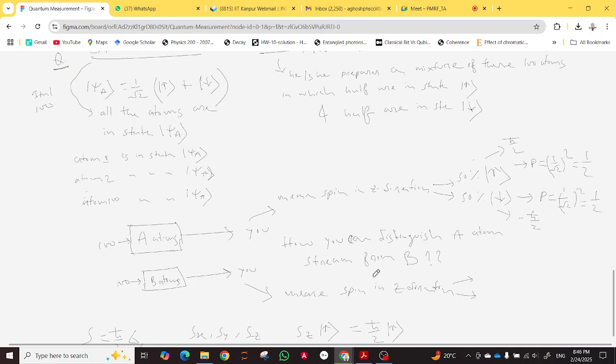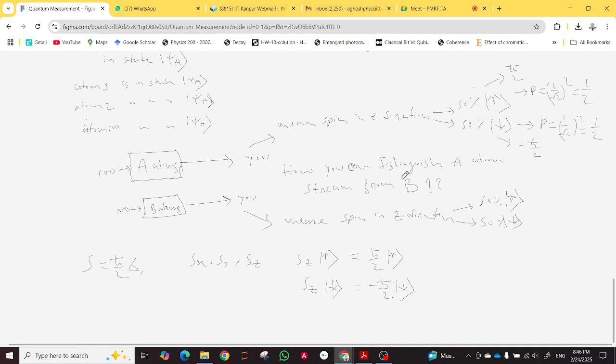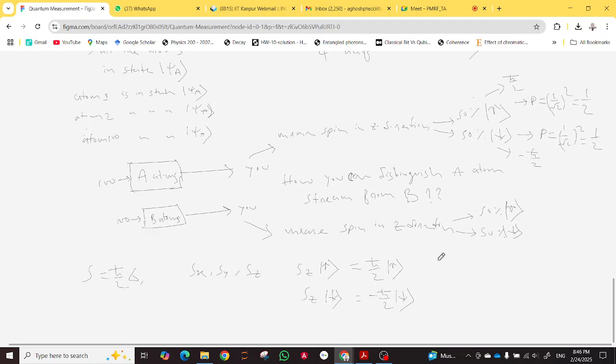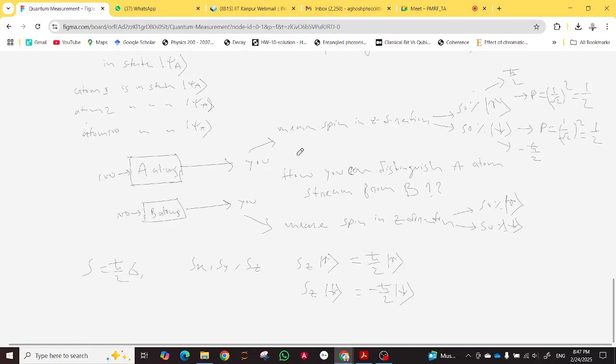Now in the case of B atoms, if you do the same measurement, measuring the spin in the z direction, what will you get? Here also you will get half of the times up and half of the times down, because it is a mixture, made from 50 atoms in up and 50 atoms in down, right? If you measure each atom, you will get half up and half down. So you cannot distinguish the two systems, atoms A or B, by measuring the spin in the z direction, right?